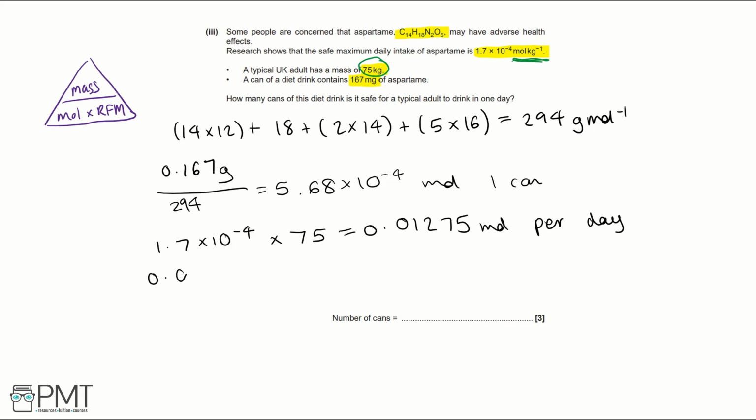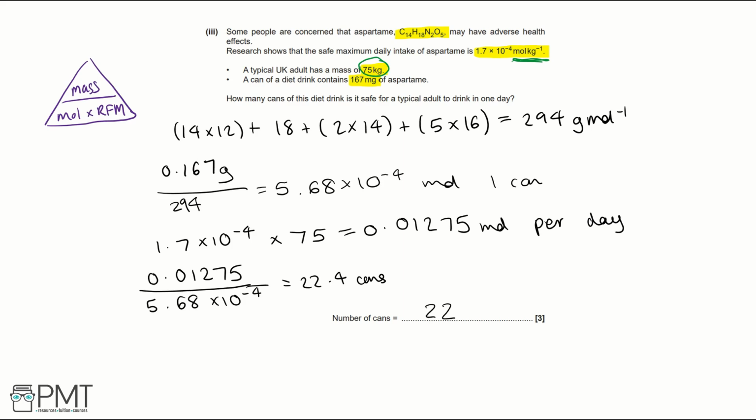So to work out how many cans you can have in a day, we're going to do 0.01275 divided by 5.68 times 10 to the negative 4. And this equals 22.4 cans. But you can't have 0.4 of a can, so the number of cans that you can safely drink is 22. Because if you have 23 cans, that's going over 22.4 and therefore over the safe amount to drink in a day.